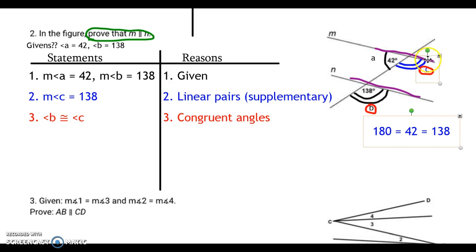Next, I identified these two parallel or possibly parallel lines. And if I draw the transversal, I see that these two angles are in corresponding spots. Since the corresponding angles are equal, it must be parallel. M is parallel to N because of corresponding angles.